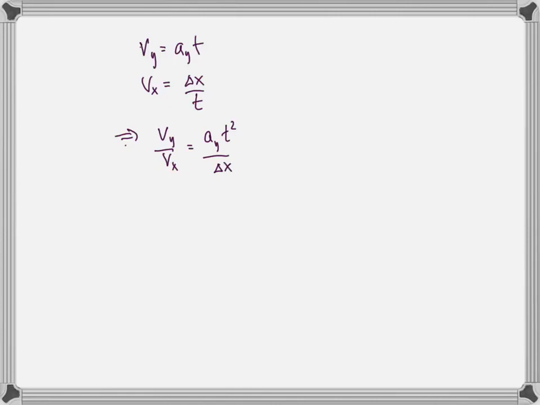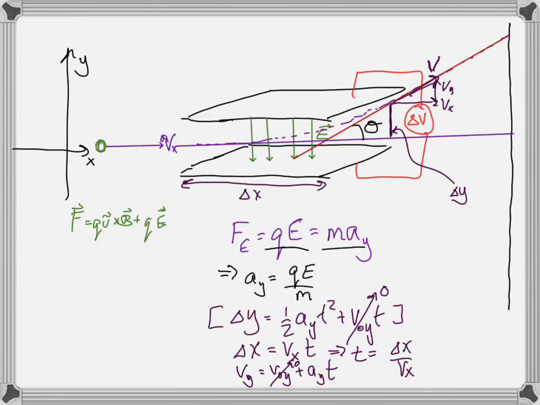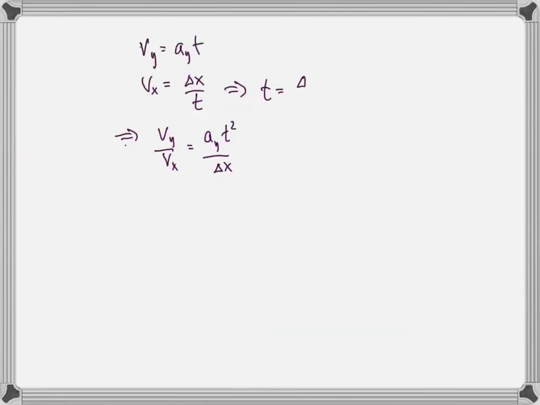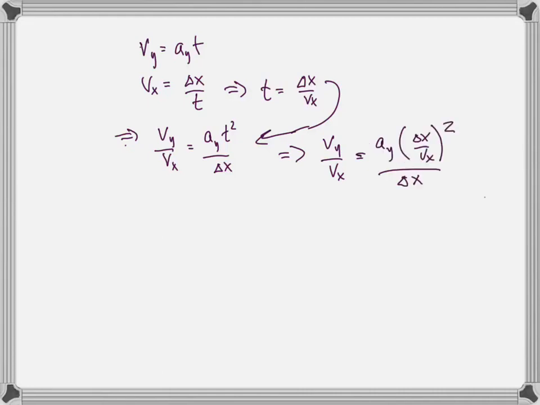What we want to get rid of here is time. Since we do know v sub x and delta x, we can actually use time, which we had solved for on the other page, delta x over v sub x, and go ahead and plug that back into here. So therefore, Vy over Vx is equal to, using the kinematics, we get that.